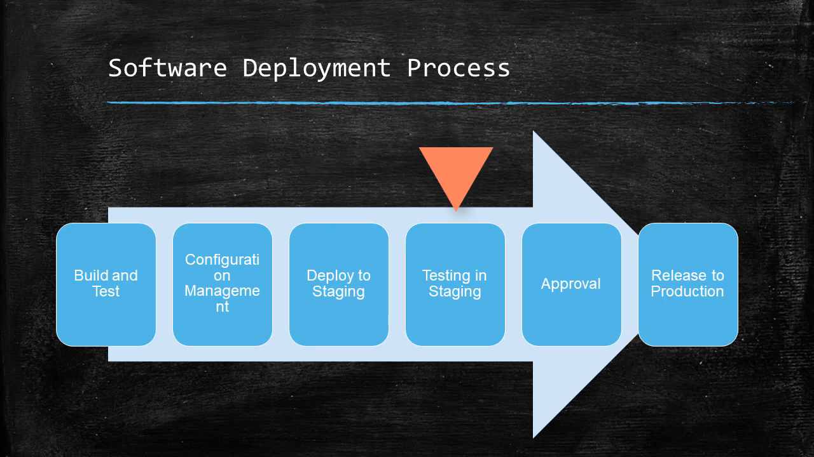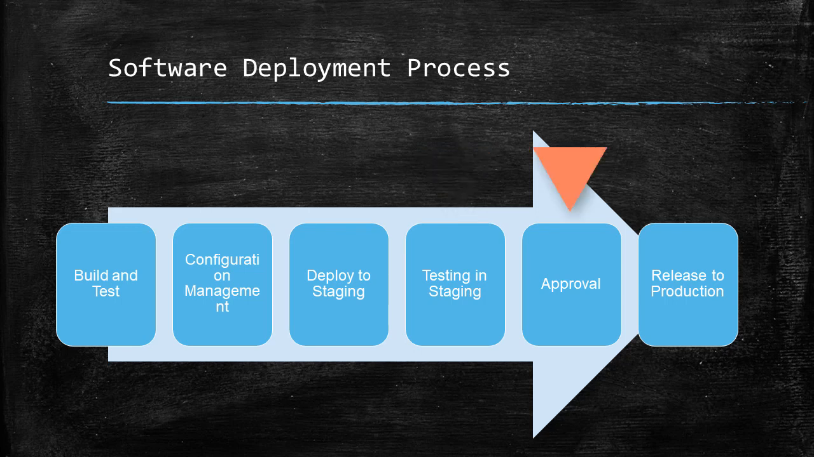Testing and staging. Once the software has been deployed to the staging environment, it is tested to ensure that it meets the necessary quality and performance standards. This involves running functional tests, performance tests, and other types of tests to verify that the software is stable and performs well.